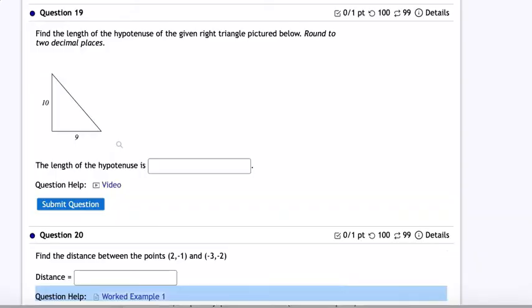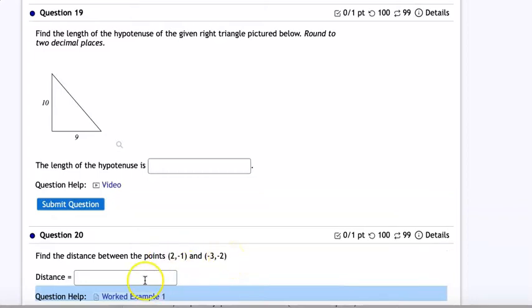Section 1.3 starts with a review of the Pythagorean theorem and the distance formula. You see here on My Open Math, we have a Pythagorean theorem problem with an accompanied video and the distance formula with a worked example. Now, when it comes to a distance problem, you can either choose to use the distance formula or you can use Pythagorean theorem. Let me show you how to find the distance between 2 points using the Pythagorean theorem.